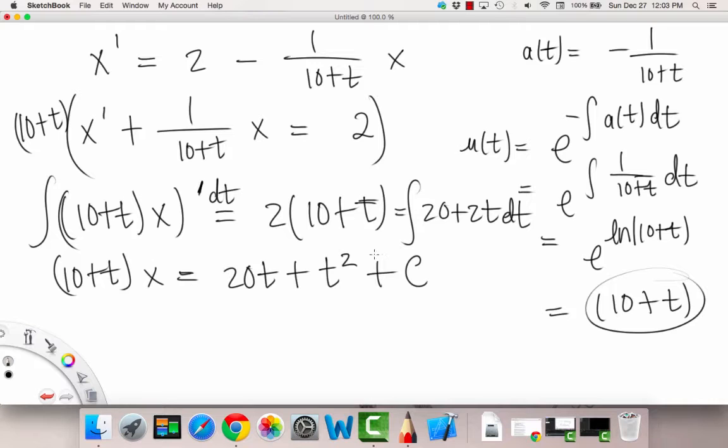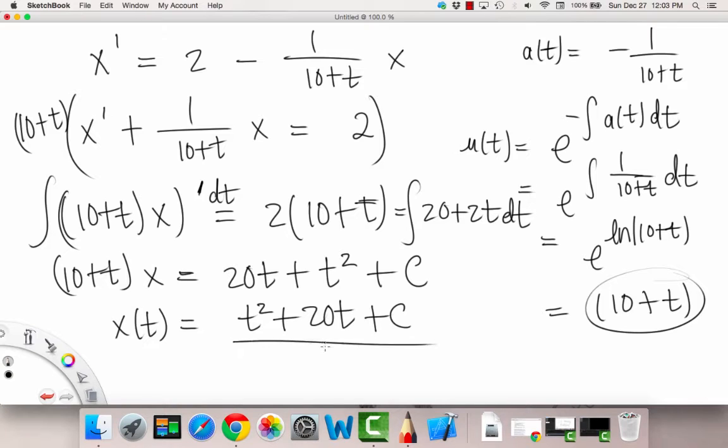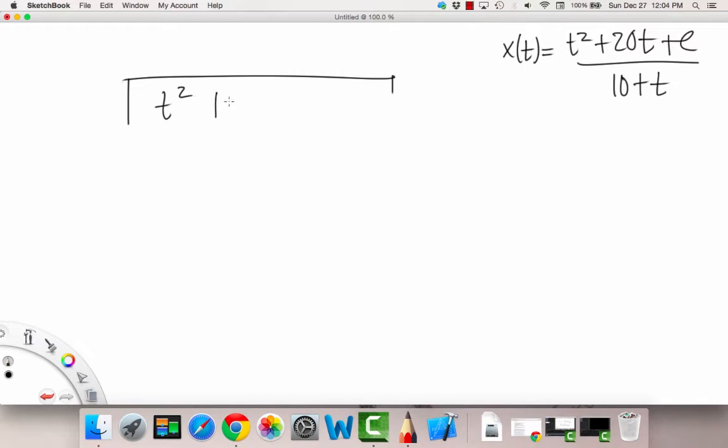Now that we have something like this, let's rearrange a little bit. So we have x of t is equal to t squared plus 20t, I just switched those, plus c, and this is all being divided by 10 plus t. So let's just solve for the c. We'll do long division in this case, and I'll do that on the next slide. So let me write it over here. x of t is equal to t squared plus 20t plus c over t plus 10.